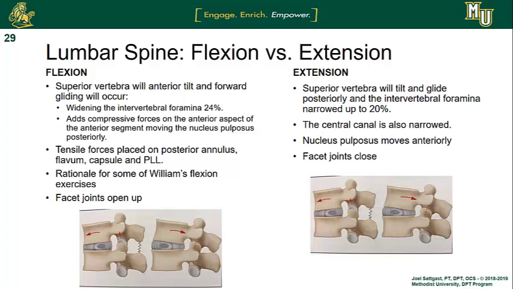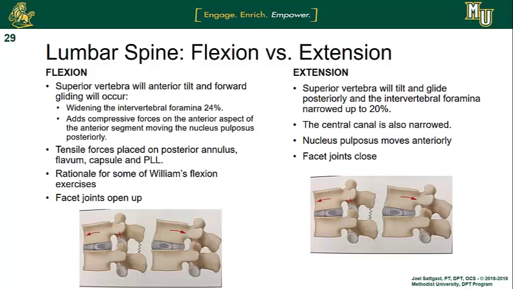This is a proposed mechanism for why someone that has a disc pathology would be flexion intolerant and in turn would prefer extension. Tensile forces then are placed on the posterior annulus, the ligamentum flavum, as well as the capsule and posterior longitudinal ligament. And again, this is a rationale for what are known as Williams flexion exercises, which are geared more towards a stenosis style of patient and not a patient who has discogenic pain.